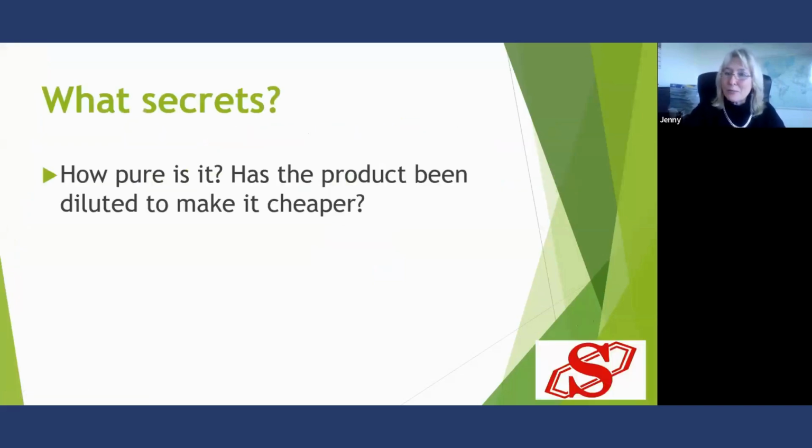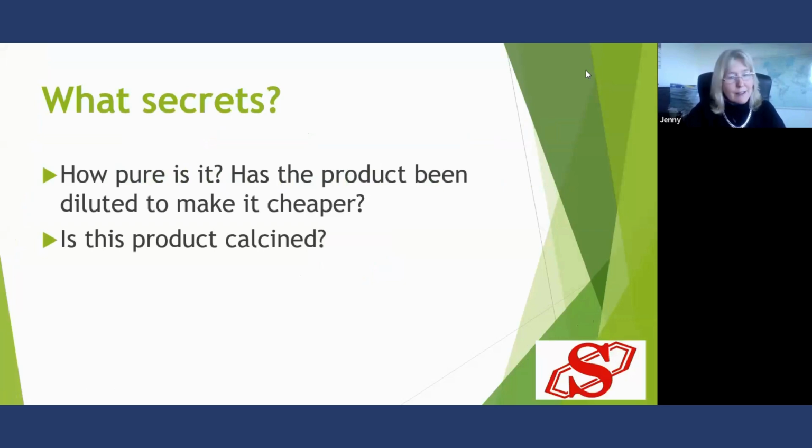First secret, how pure is the product? We're going to be talking about minerals, fillers, and extenders predominantly, because that's my area of expertise. How pure is it? Has the product been diluted to make it cheaper? That's useful to know.